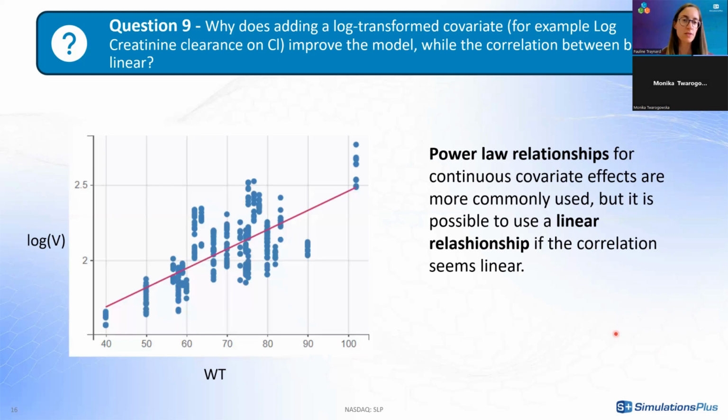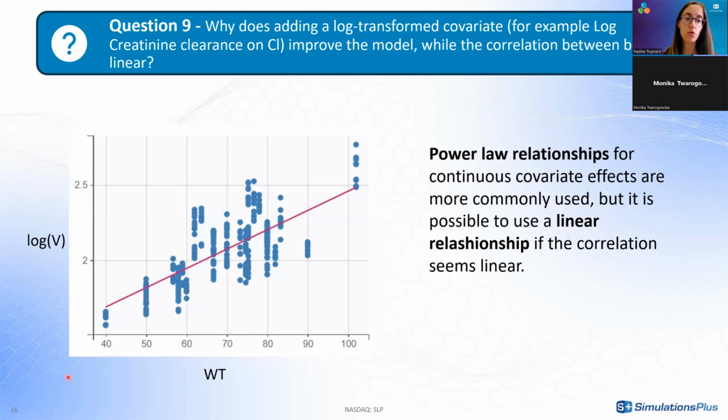On the same topic, there was another question. Why does adding a log transformed covariate, for example, the log of creatinine clearance on the clearance, improve the model while the correlation between both is linear? So actually, the correlation between the parameters and the covariate really depends on the cases. Sometimes we can see correlations between the logs, and sometimes we can see correlations that look more linear, but it really depends on the data. So what we can say is that power law relationships for continuous covariate effects are more commonly used.